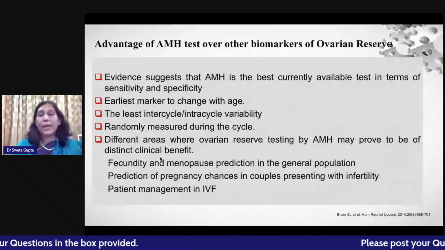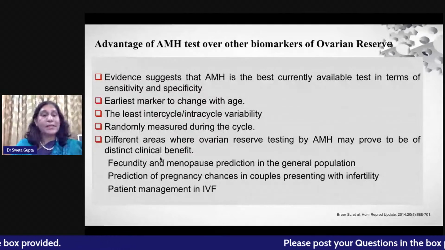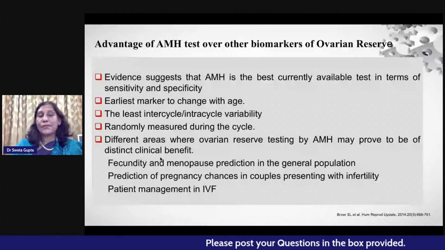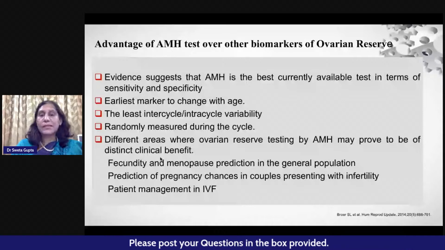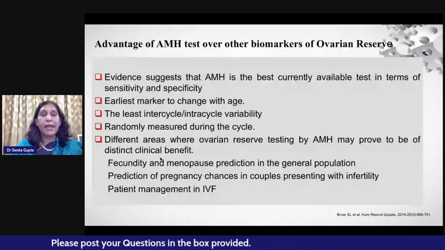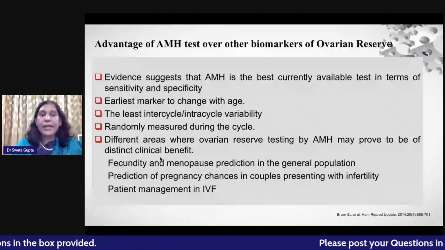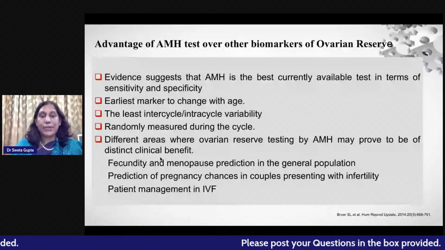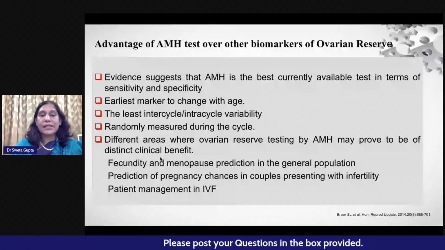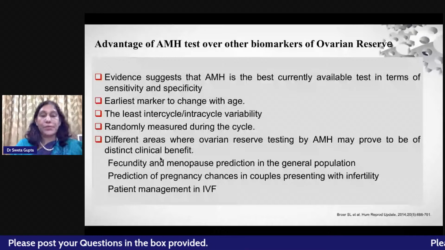Now, what are the advantages if we compare the AMH test with other biomarkers? It has been seen that the evidence so far suggests that AMH is the best currently available test in terms of sensitivity and specificity. It is the earliest marker to change with age. It has the least intercycle and intracycle variability, and can be randomly measured during the cycle.